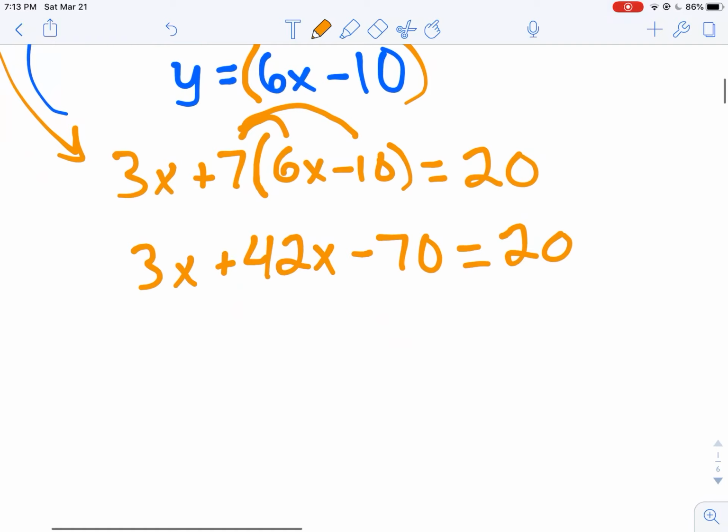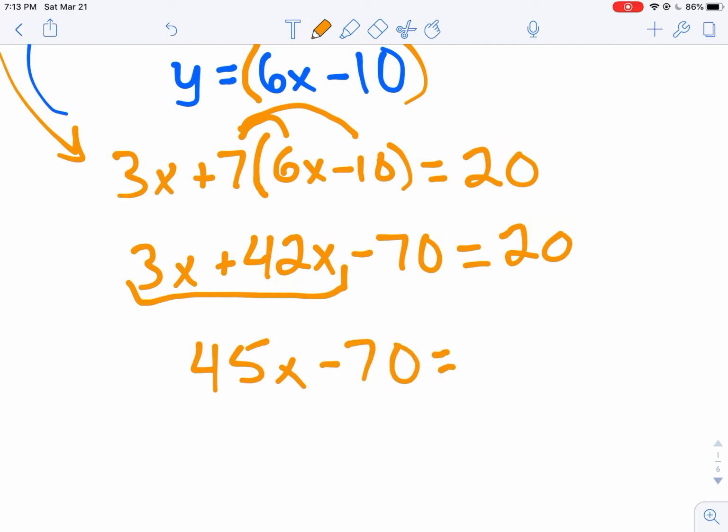Okay, and now from here it's going to be pretty much always the same, right? We're going to have some like terms. We're going to bring those together. They're on the same side, so I could just say, all right, 3 and 42 is 45. Drop down everything else.